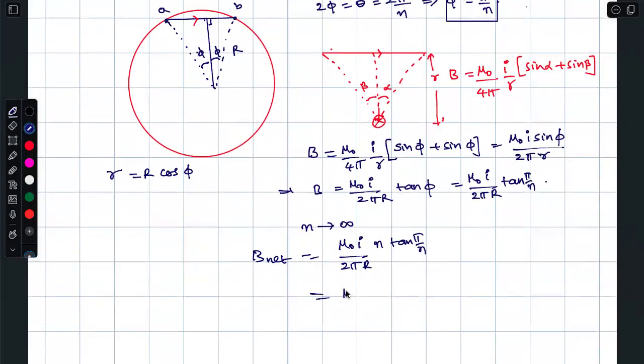Now B net is mu naught I by 2 pi r, tan pi by n, divided by pi by n, times pi over... that is, mu naught I by 2r times (tan pi by n)/(pi by n). Now you tell me, as n tends to infinity, tan pi by n divided by pi by n tends to 1.